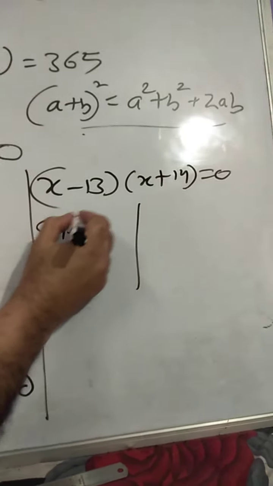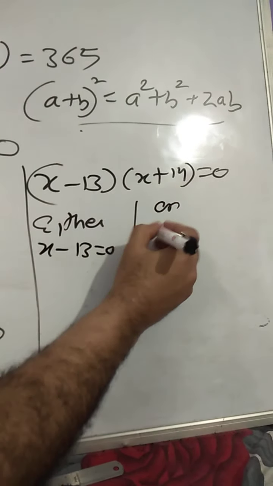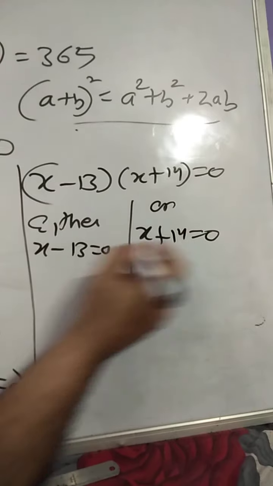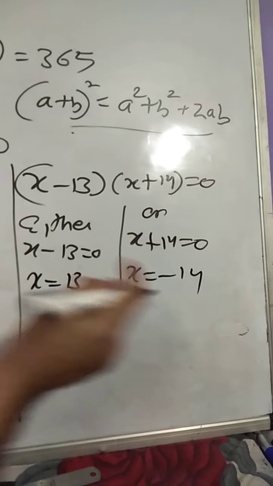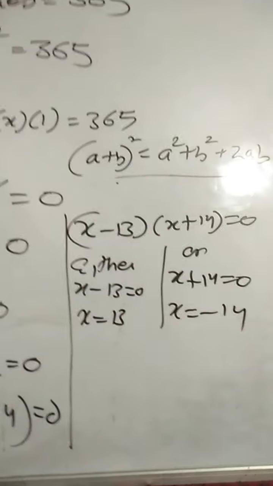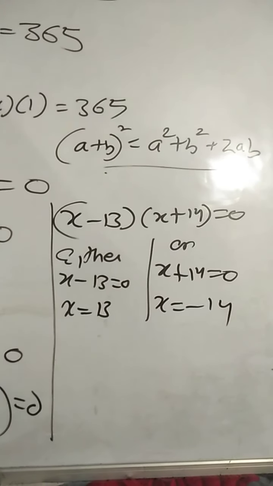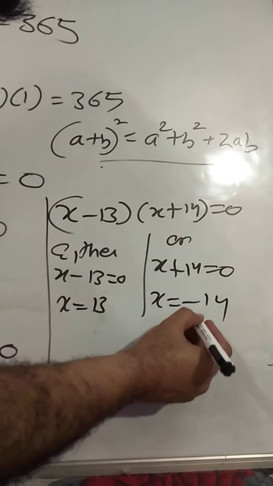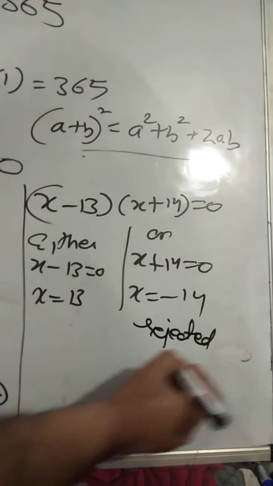So either first factor is 0 or second factor is 0. From here x is 13 and from here x comes minus 14. Now remember what we were given. We were asked to take positive integers. So x is minus 14, which is not positive. So this value is to be rejected.